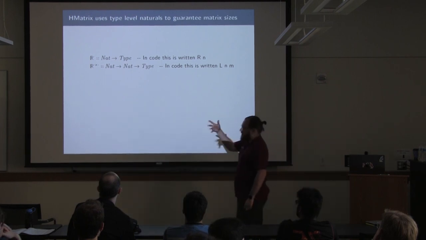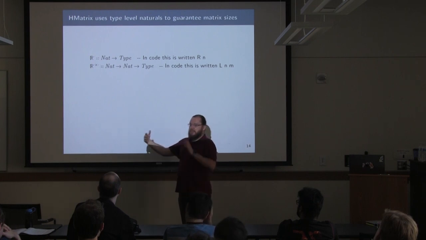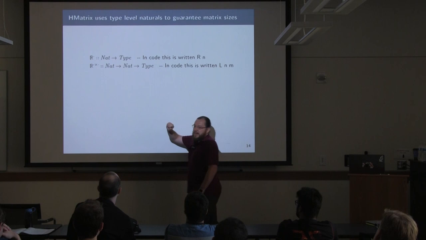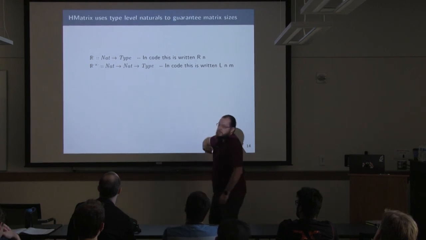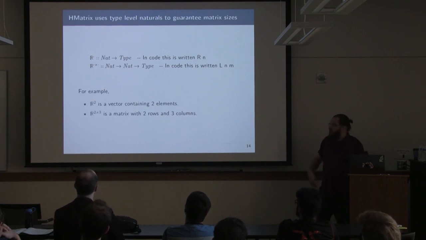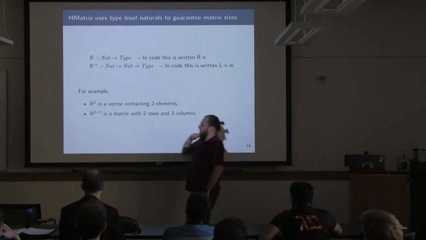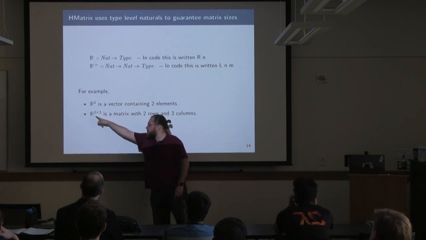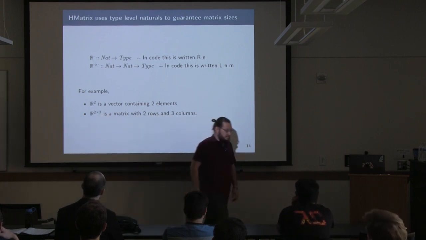And I've written it out to match the mathematics, and I've been trying to figure out which domain to really live in, but I've mostly written it in terms of math syntax. But if you want to write it in code, this is how you would do it with the hmatrix library. So for example, as I had said, a vector of size 2 is this R to the 2, and a matrix of 2 by 3 is R to the 2 by 3.